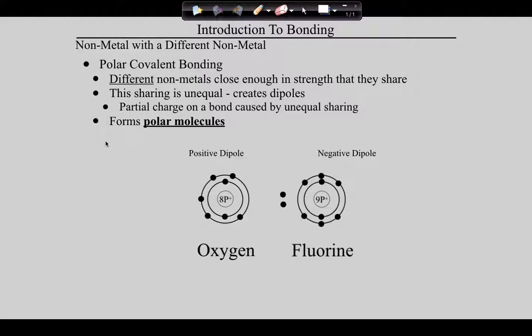You good? All right. So guys, what's left? Look at what we've done. We did metal to nonmetal. That forms salts. Now we've done nonmetal to nonmetal. That forms molecules, either polar or nonpolar. So guys, what's the only other combination we haven't done? Metal to metal. So let's do that now.